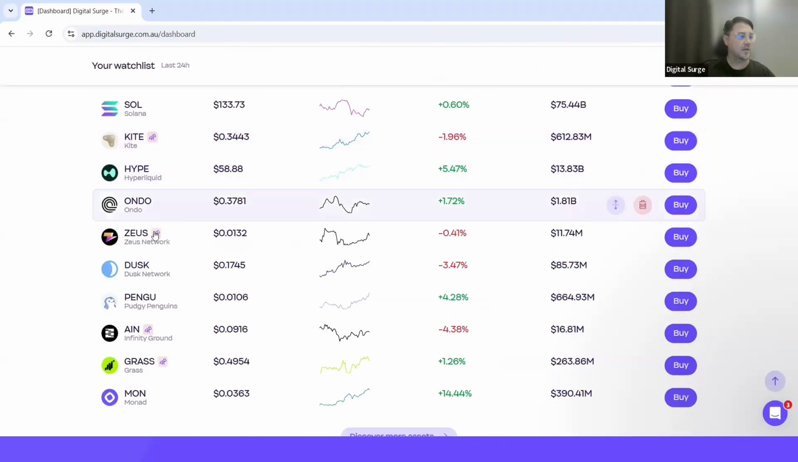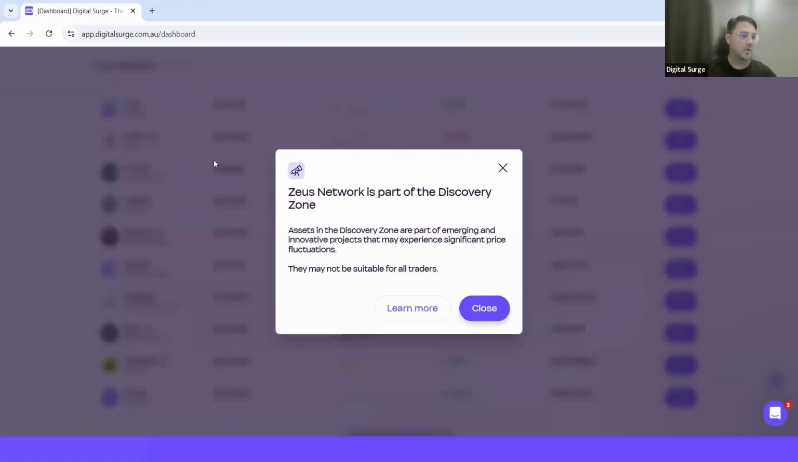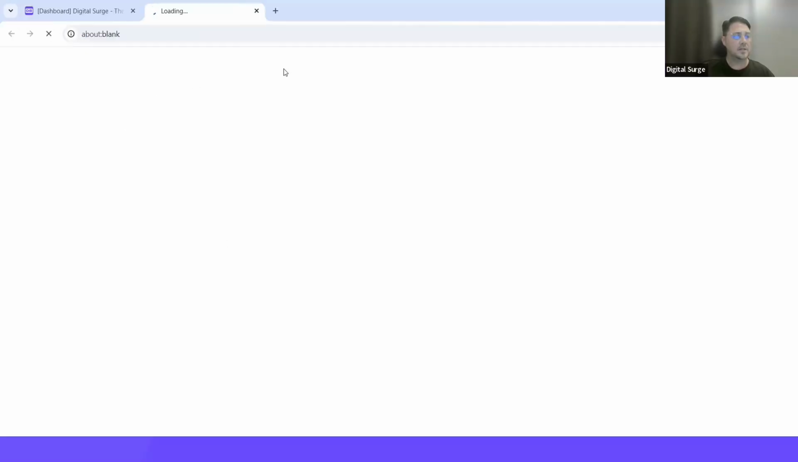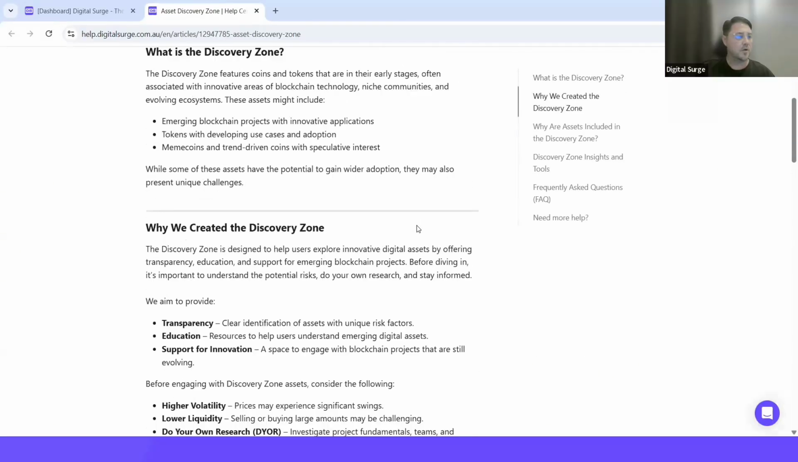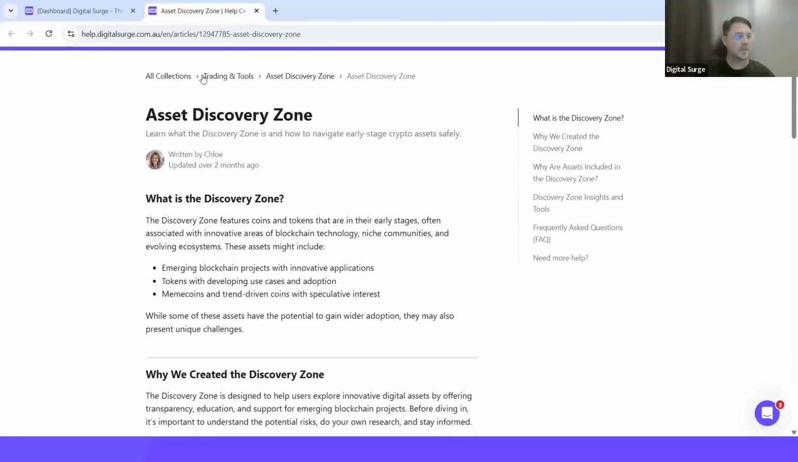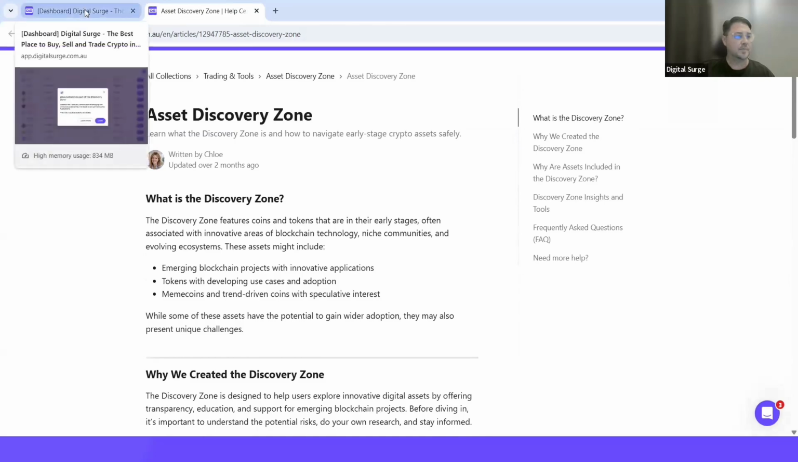And once you scroll down, you'll see that this coin, Zeus Network, has the telescope icon. So when I click on here, it'll let me know that the Zeus Network is part of the Discovery Zone, and assets in the Discovery Zone are part of emerging and innovative projects that may experience significant price fluctuations. They may not be suitable for all traders. And once you click Learn More, it'll automatically take you over to the Help Center, which you're welcome to explore in your own time. Most of the topics in here I've already discussed briefly.